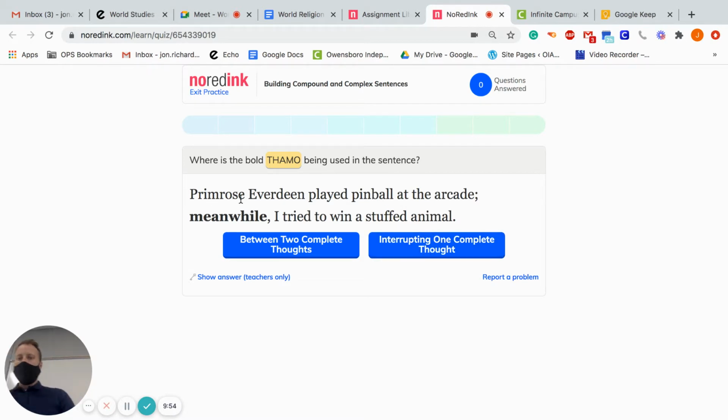So let's read this sentence. Primrose Everdeen played pinball at the arcade. That is one complete thought, one complete sentence, because it has a subject, Primrose Everdeen, and a verb, played. And played what? It completes the idea: pinball at the arcade. Then we have a semicolon, and then we have our themo at the beginning of our next complete thought. It says, I tried to win a stuffed animal. So it is in between one complete thought and another complete thought. It is between two complete thoughts.